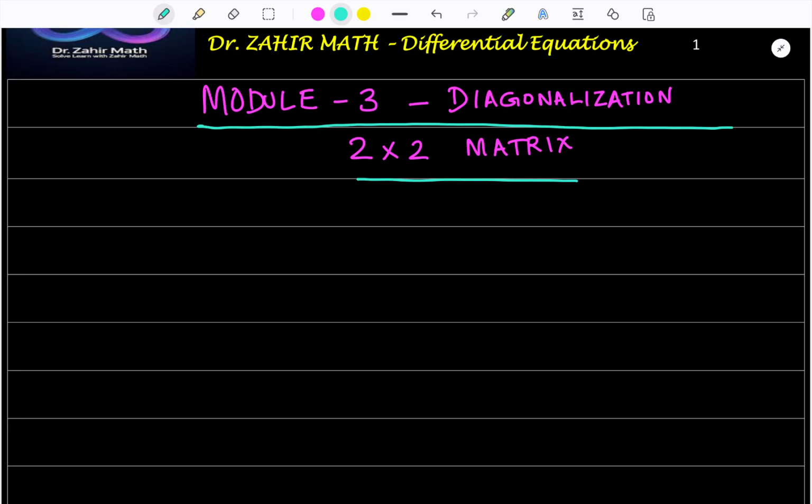Very important concept in linear algebra. You will often see this used in engineering problems, especially in control systems and vibration analysis in the mechanical department. Diagonalization helps simplify complex matrix computations, and trust me, it makes your life a lot easier when solving systems. I'll guide you through everything step by step, so don't worry if this is your first time. Let's get started: diagonalization of a 2 by 2 matrix.